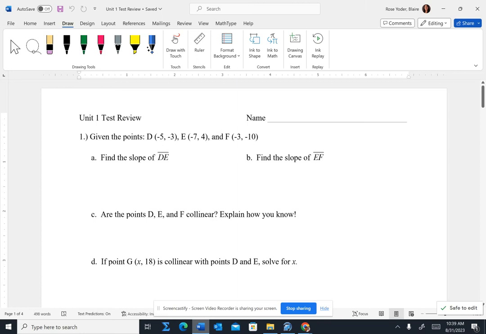Everybody, if you had questions on number 1 in the review packet, let's go over it. We're going to find the slope of DE. So to start for finding slope, I like to do y2 minus y1. Make sure that you do the y values on top. And then in the denominator, we'll do x2 minus x1.